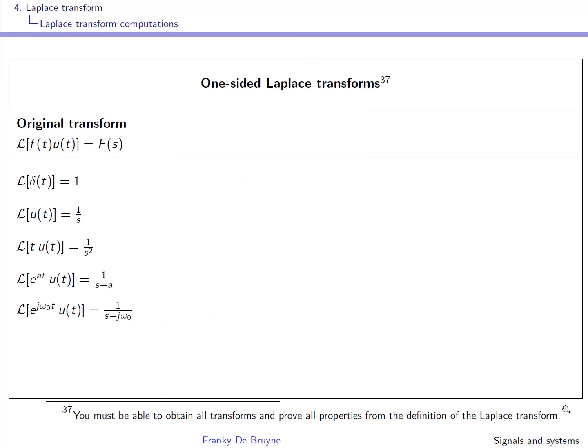So these are the 5 one-sided Laplace transforms that we have obtained so far in the course. You should be able to obtain these transforms from the definition of the Laplace transform, together with the region of convergence that is associated with each Laplace transform. At the time of the exam, you won't have access to this table, so you will have to re-obtain these Laplace transforms yourself from scratch from the Laplace transform definition.